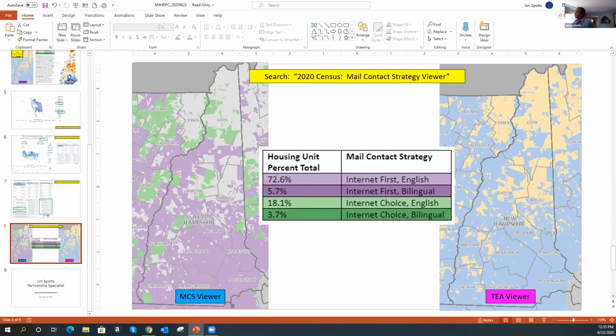The second one was Internet Choice, and that's where people got a combination of the 12-digit code as well as an actual enumeration form that they could complete and mail in. If you look at this GIS plot compared to the type enumeration area viewer, this gives you a more detailed perspective on these areas in blue of the type of enumeration, where they were self-response, whether they were broken down between Internet Choice or Internet First.